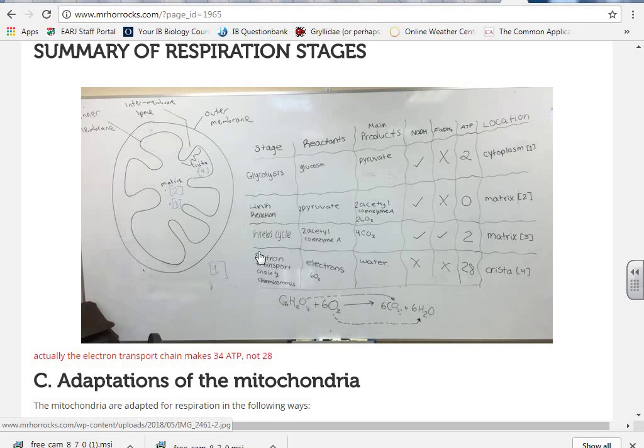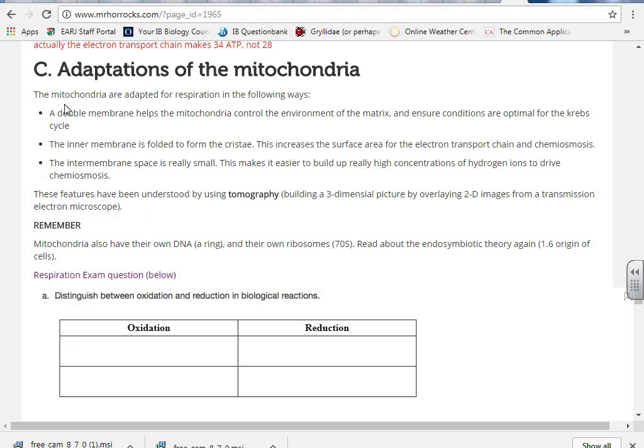Okay, just to look at this nice little summary page we had earlier of everything we learned of respiration, the last little thing is to look at the adaptations of mitochondria. Mitochondria adapt to respiration in the following ways: there's a double membrane that helps the mitochondria control the environment of the matrix and ensure conditions are optimal for the Krebs cycle. The inner membrane is folded to form the cristae. Those are the little folds. This is where the action happens of the electron transport chain.